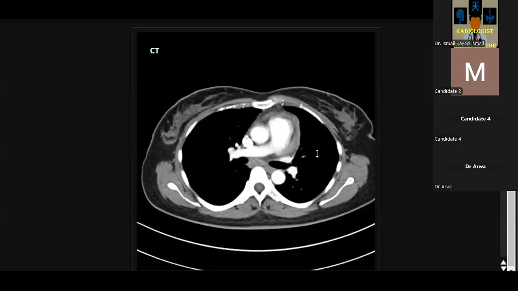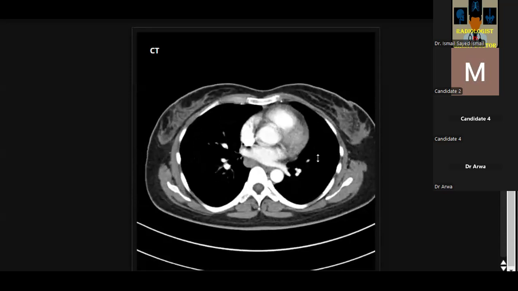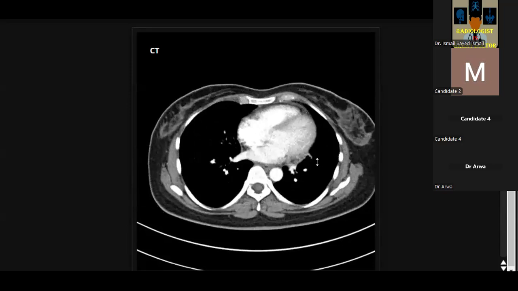In my routine practice, I would check the lung window. I would also like to see the lung window to rule out any metastasis in the lung, and the bone window as well to rule out any bone metastasis. Okay. Excellent, Yavuz.